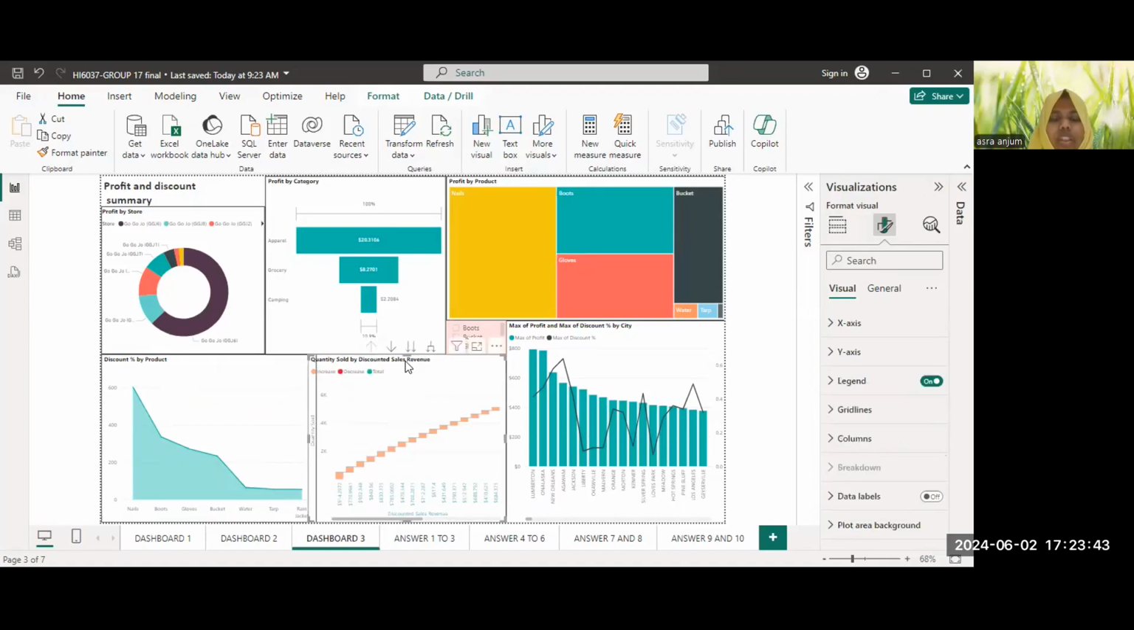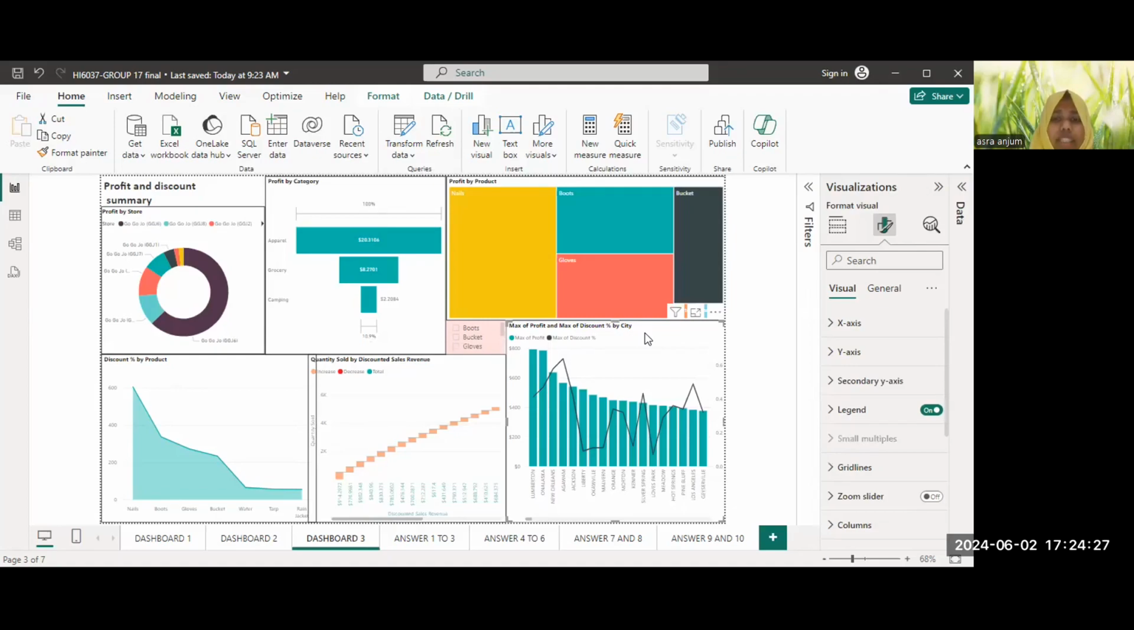I have used another visualization, this waterfall chart, on quantity sold by discounted sales revenue. Here we can see this orange line represents the decrease in sales with higher discounts, while the blue line indicates the total sales revenue. These waterfall charts are great for showing trends and changes over time, making it easy for us to see the relationship between the discounted sales revenue and the amount of quantity sold for that particular product.